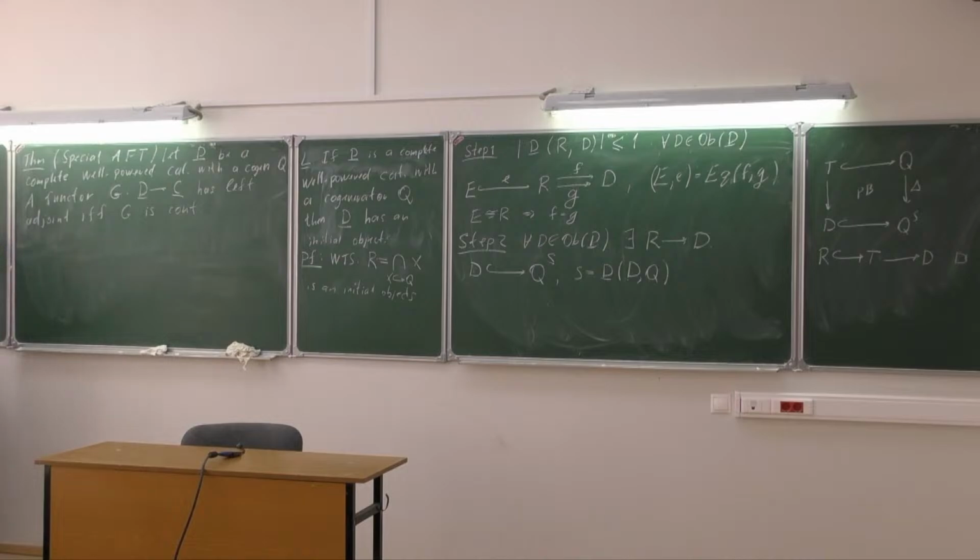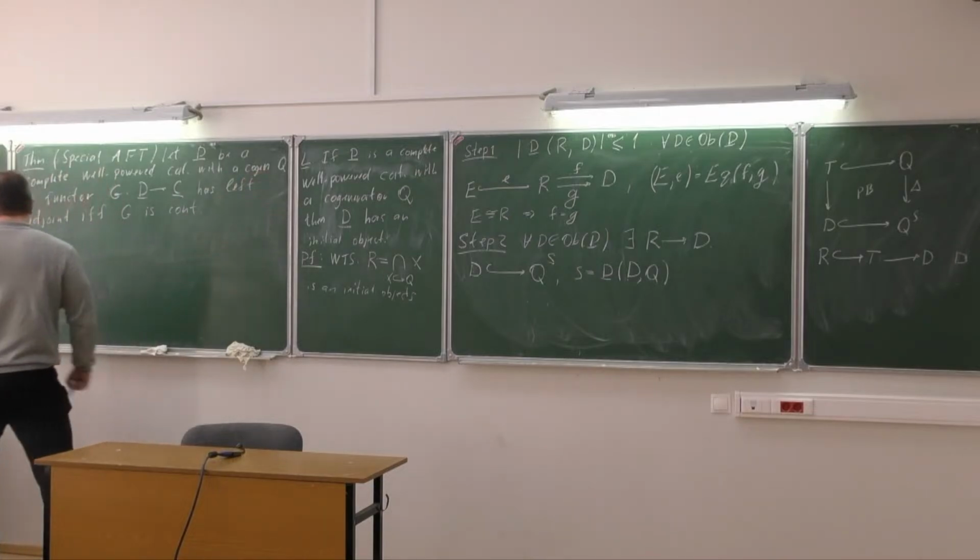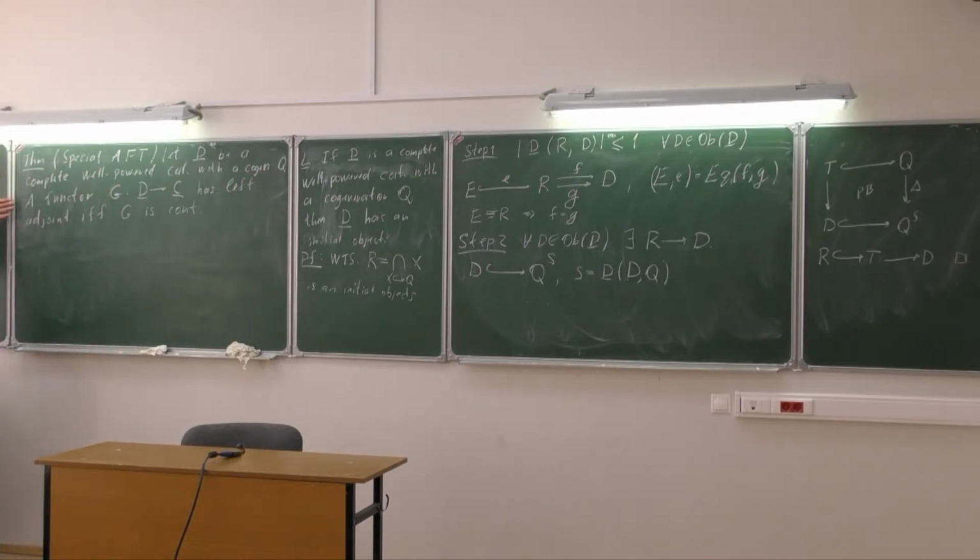You can see that this is a significant improvement if you compare this with the primeval AFT. Here the category is only complete, so there are only small limits. Additionally, we have to assume that this is well powered, which is not really such a strict assumption. I think most of the natural categories are well powered, but it has a cogenerator, and we already know some examples of natural categories like groups and rings without cogenerators. So in some applications this might be a restriction. And then the conclusion is very nice: you can characterize the existence of a left adjoint in terms of preserving the limits.